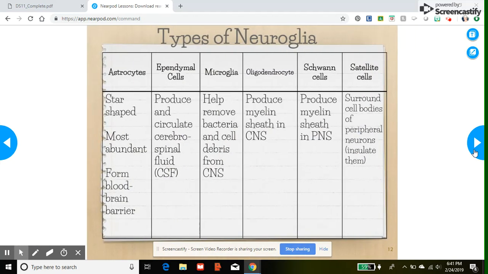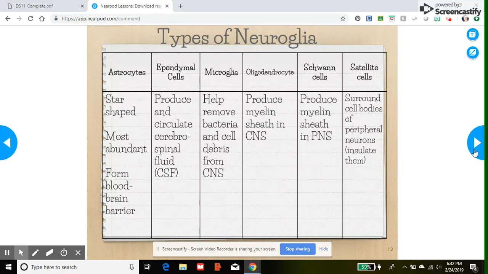So there are 6 different types of neuroglia. All right, we'll just kind of go through each one of these here. So we have the astrocytes. They kind of look star-shaped. That kind of helps you remember: think of astrology or astronomy and the stars and constellations and that kind of stuff.